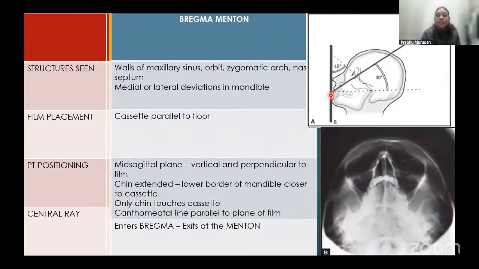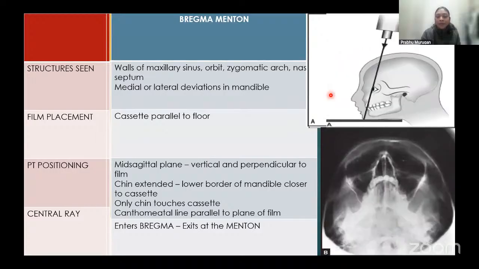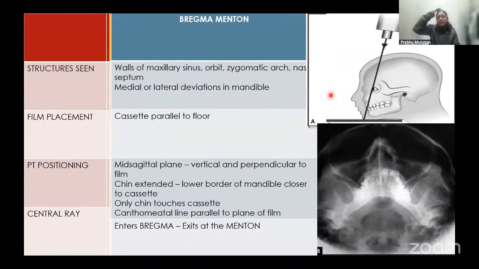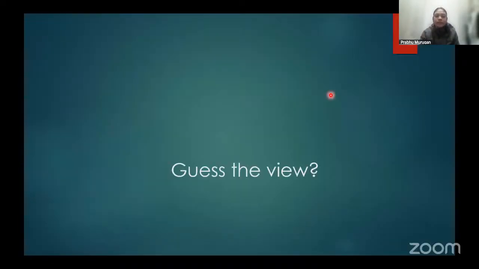And there's something called the Bregma-Menton view. You have the name itself, right? Bregma is the highest point of the skull, and Menton is here. So it is passing from the Bregma through the Menton, and the X-ray film will be placed here. The X-ray machine is placed on top. If it were the opposite way, then the X-ray film would be here and the beam would be passing here. Since it is Bregma-Menton, it has to pass from the Bregma to the Menton. So the X-ray projection will be on top, and the X-ray film will be below. It is passing from the Bregma through the Menton.